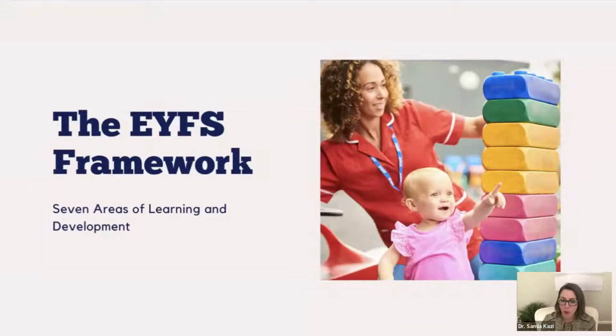So within the framework, there are specific guidelines for us, the adults, to follow. There are 7 areas of learning, which we'll look at a little bit later. So the 7 areas of learning, as you may already know if you're researching or applying it: communication and language, physical development, social emotional development, literacy, math, expressive arts and design, and understanding the world. So we'll look at those in a bit.